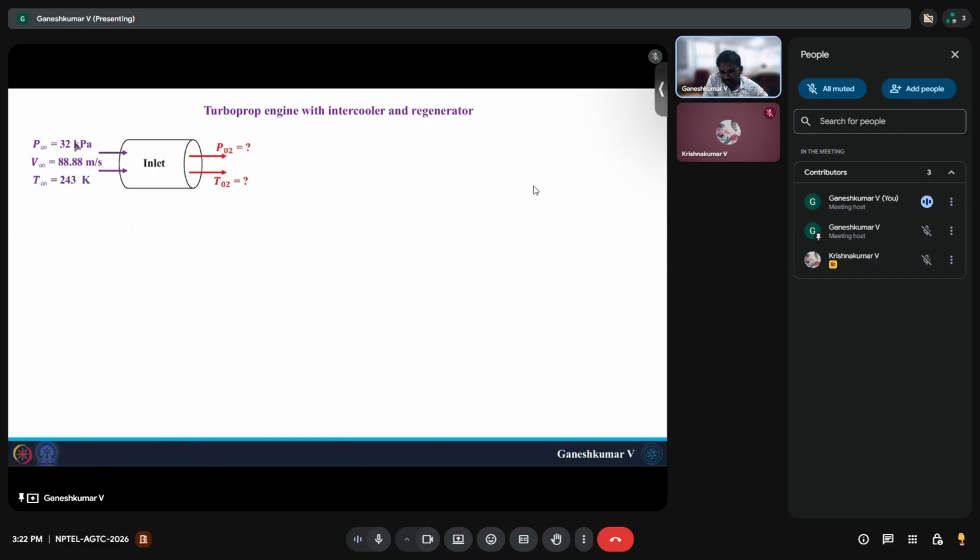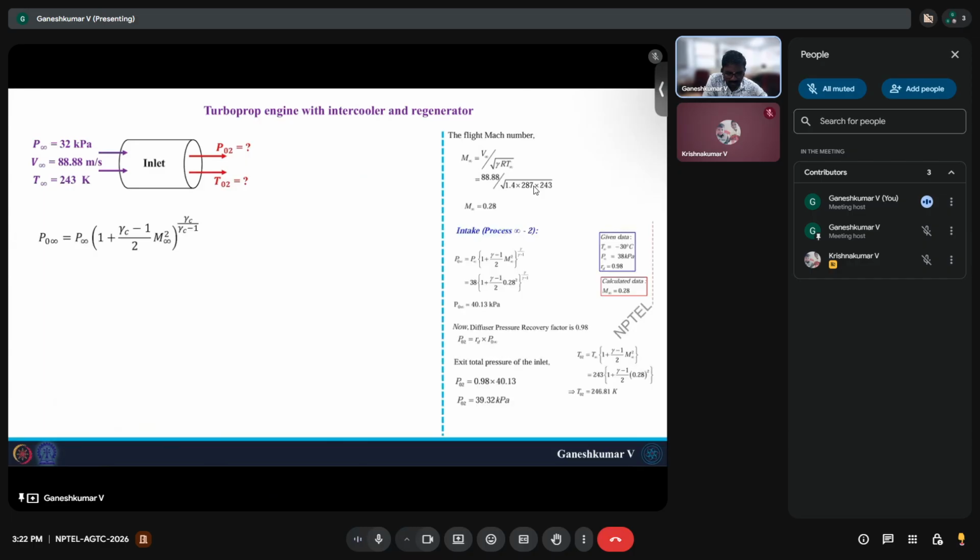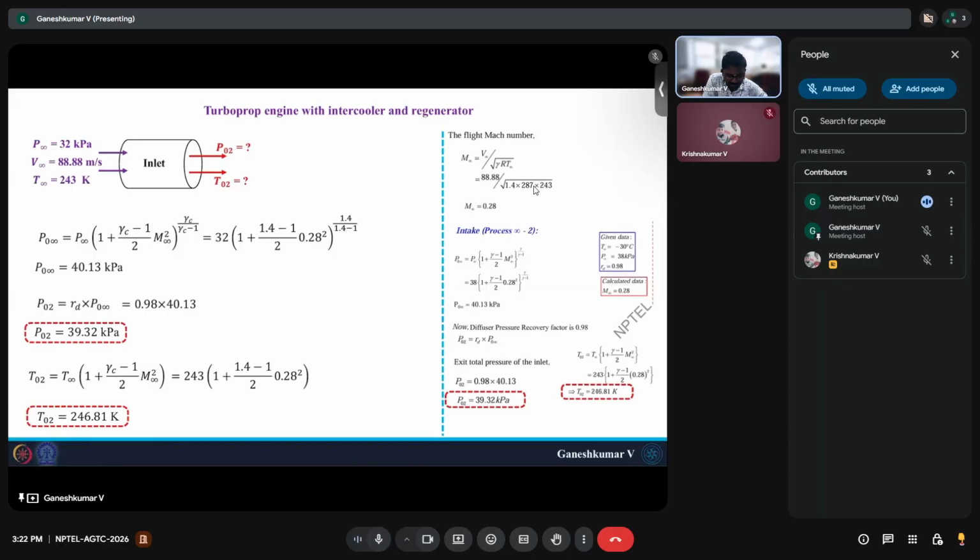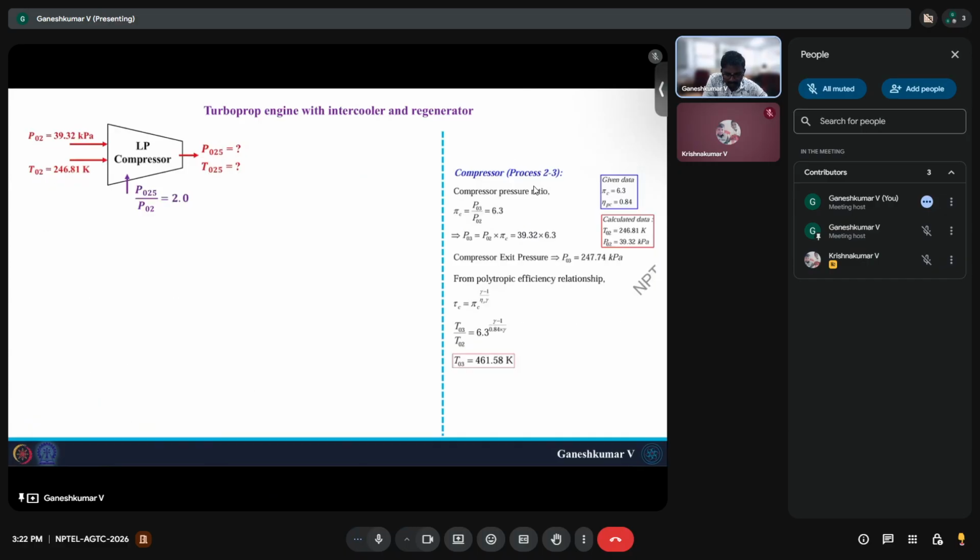So the inlet ambient conditions are 32 kilopascal, 88.8 meters per second and 243 Kelvin. The flight Mach number is 0.28. This is taken from the lectures. So here there is no change. We just introduce the intercooler and regenerator. So we are expected to have the same values of P02 and T02, which is 39.32 kilopascal, and temperature is 246.81 Kelvin. Okay. Now across the LP compressor, your pressure rises from 39.2 to 78.64 kilopascal.